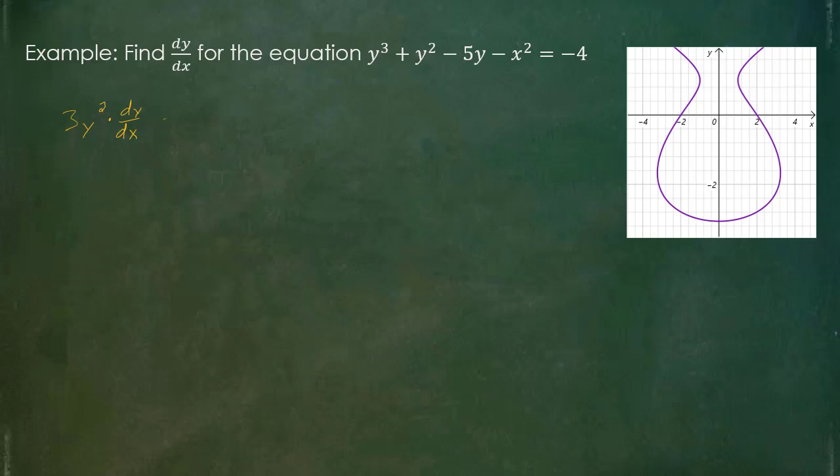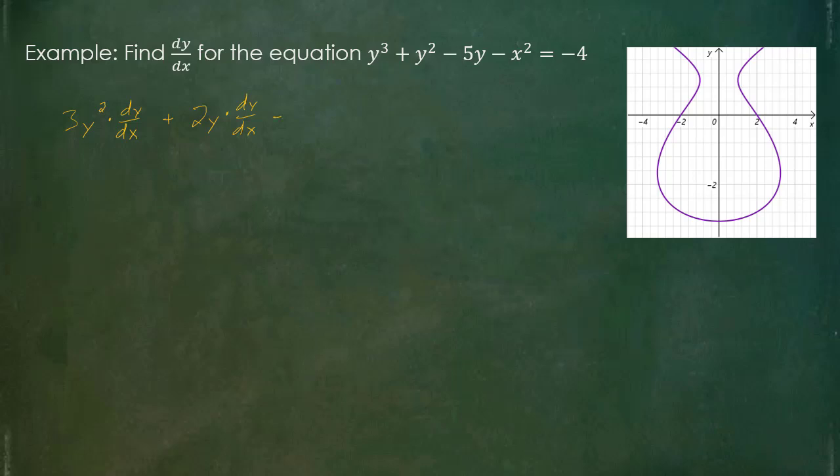Then I'll do the same thing with the next term. So I've got y squared, so that should turn into 2y, and then times the derivative of y with respect to x, so dy over dx. Notice again, it's a chain rule situation. We're dealing with the power part first, leaving y alone, but then multiplying by the derivative of the y with respect to x. So notice each one of those has gotten that dy over dx.